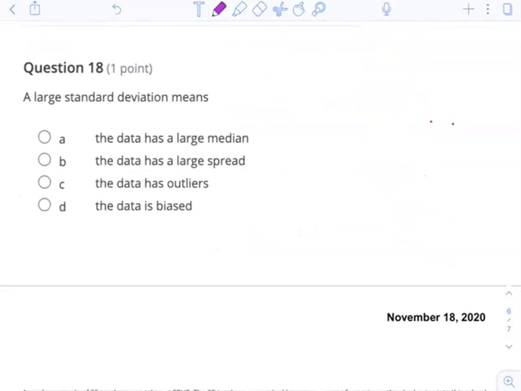Okay, moving on. Number 18, a large standard deviation means the data has a large spread. Okay, it doesn't have anything to do with median or outliers, and bias is not something that we talked about at all this chapter. Standard deviation measures how spread out the data is. That's what it does.